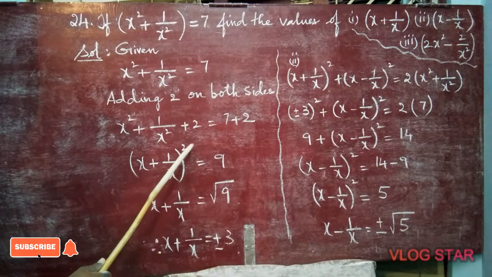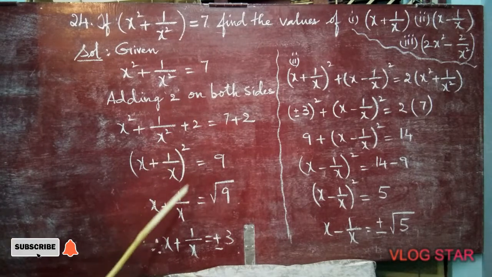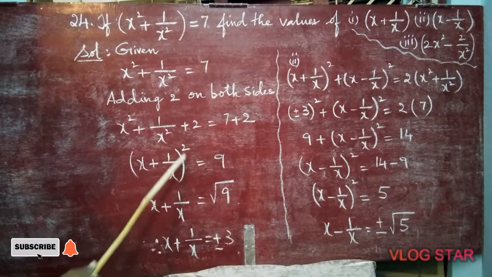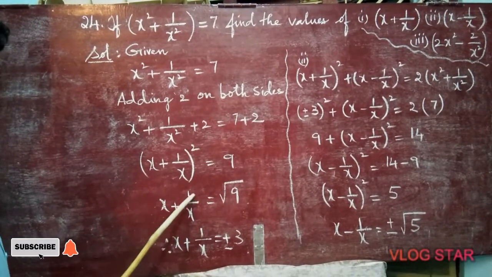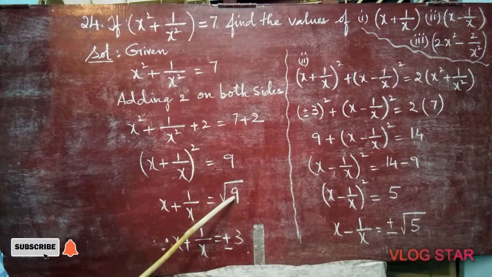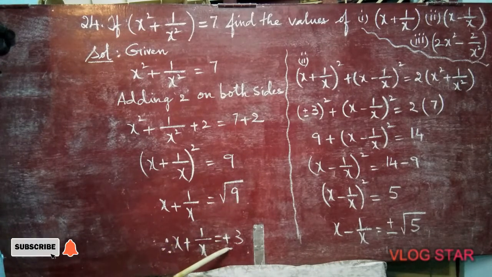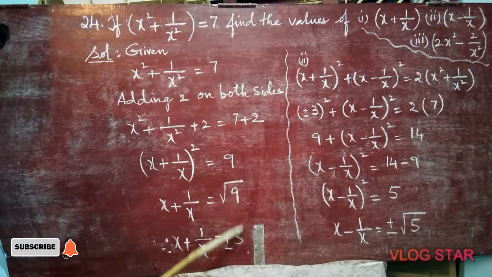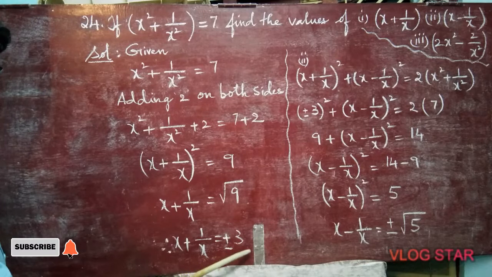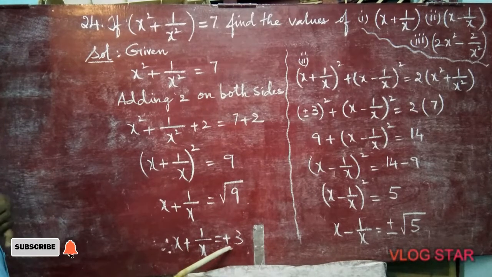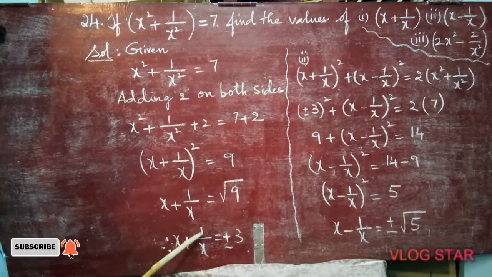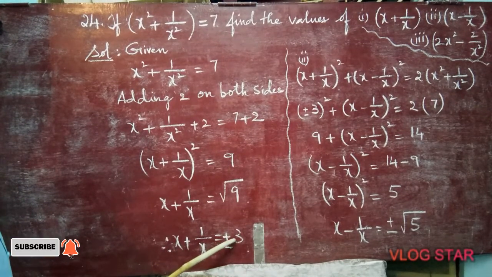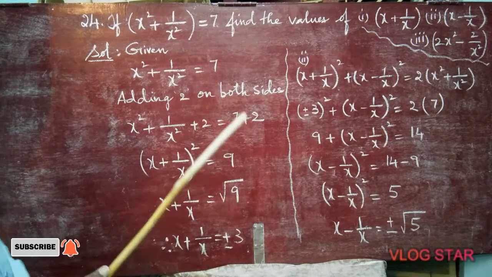Now the square I am bringing from the left side to the right side. From the left hand side, square goes as square root. So x plus 1 by x is equal to square root of 9. What is the square root of 9? Plus or minus 3. Why plus or minus? If you multiply plus into plus, 9 will come. Minus 3 into minus 3 also, plus 9 only will come, because minus into minus is plus. So therefore the value of x plus 1 by x is equal to plus or minus 3.